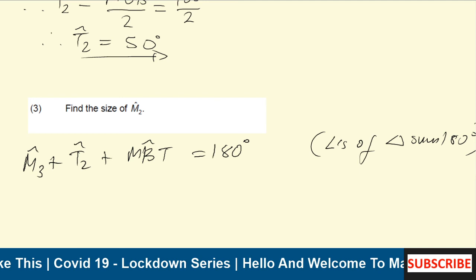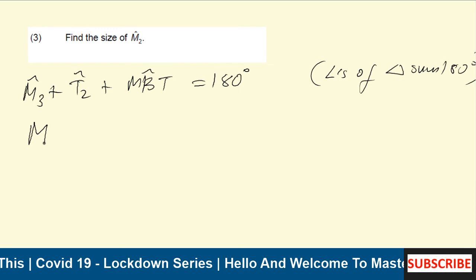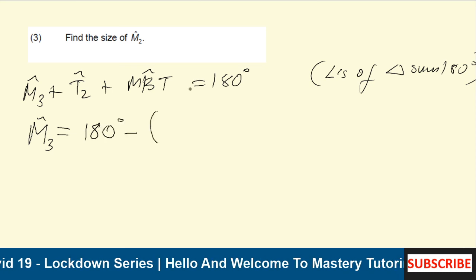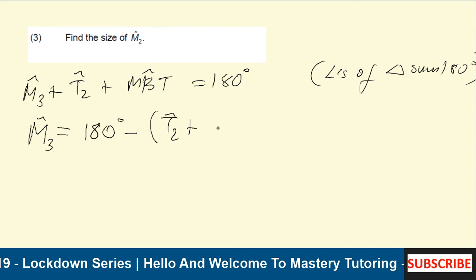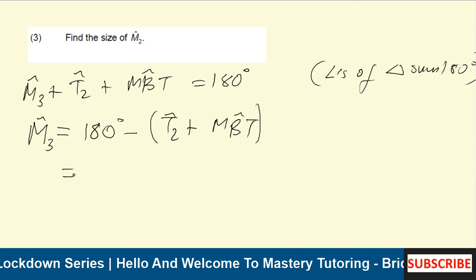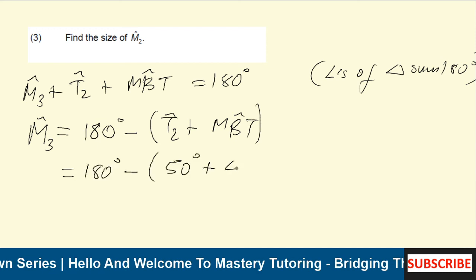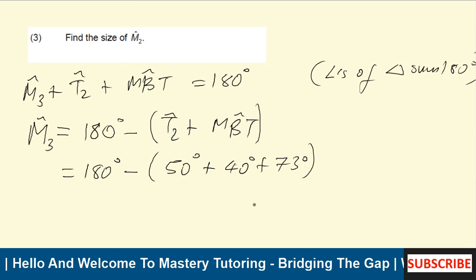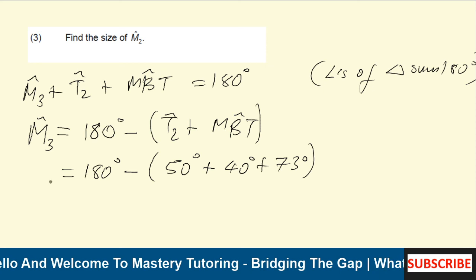So we can make M3 the subject of the formula, which is going to be angle M3 is equal to 180 degrees minus, so we take everything else to the other side, angle T2 plus angle MBT. When we substitute these angles, it becomes 180 degrees minus, in brackets, 50 degrees plus 40 degrees plus 73. Remember guys, MBT is divided into 2 angles: 40 degrees and B1. And we know that B1 is equal to 73. That's why I said 40 plus 73. Now this is M3. So M3 finally is equal to 23 degrees.